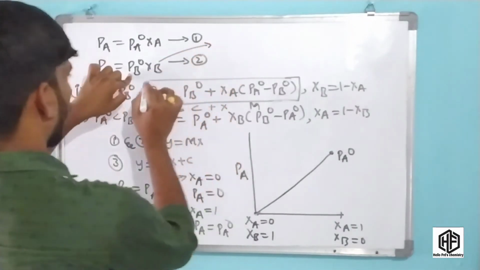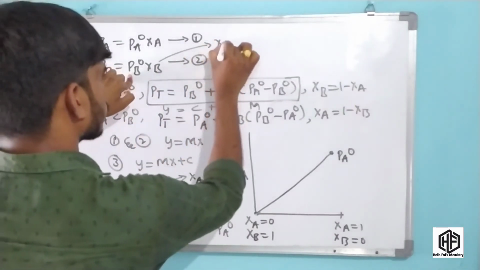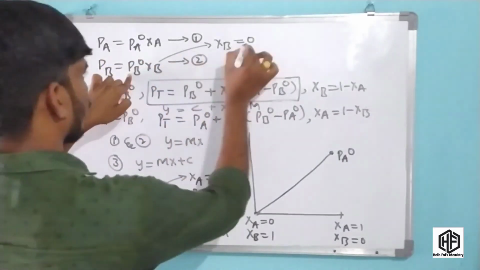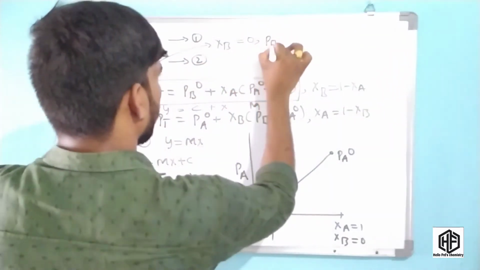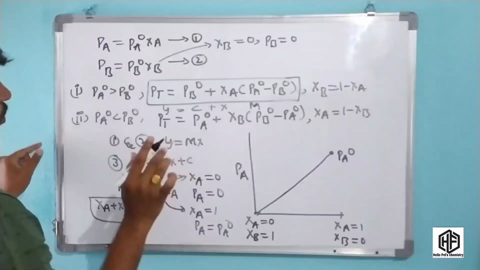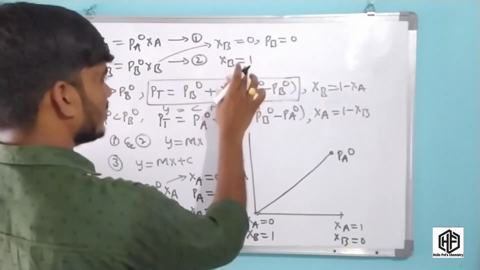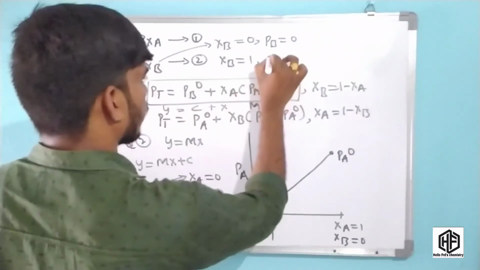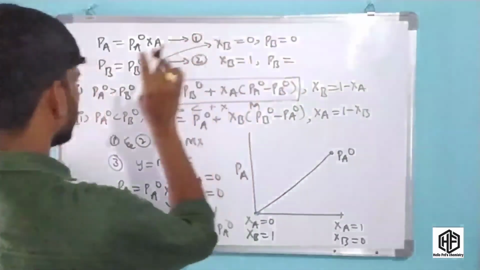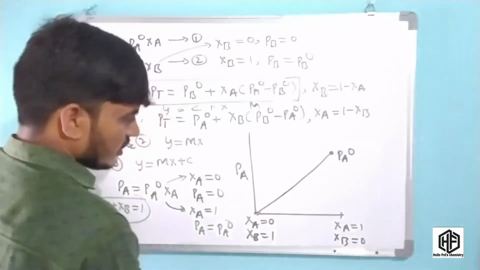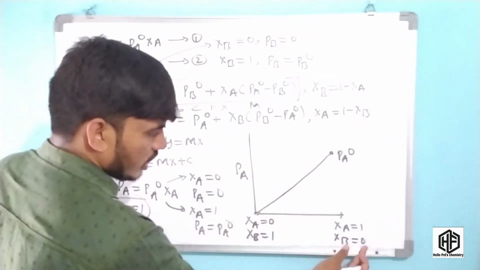Two important points. The first point is that the zeta B value is 0, so the partial pressure PB is equal to 0. Okay, friends, for example, when the zeta B value is equal to 1, this is the maximum value. Now, what happens, friends? The partial pressure B is equal to PB naught.